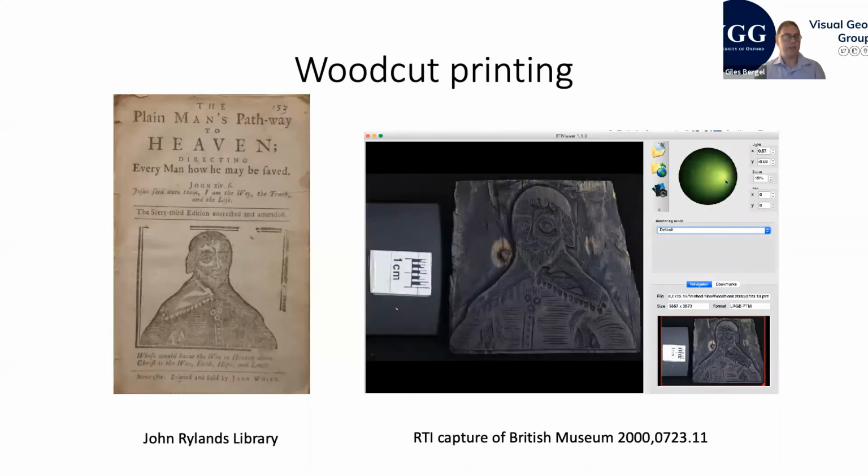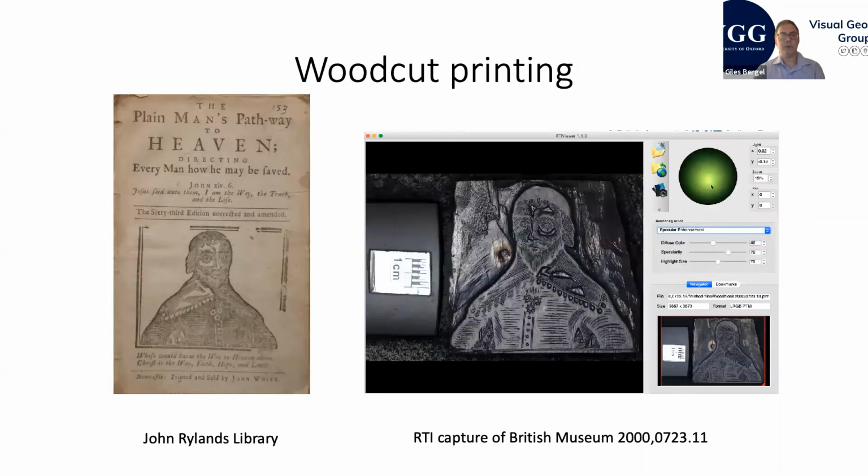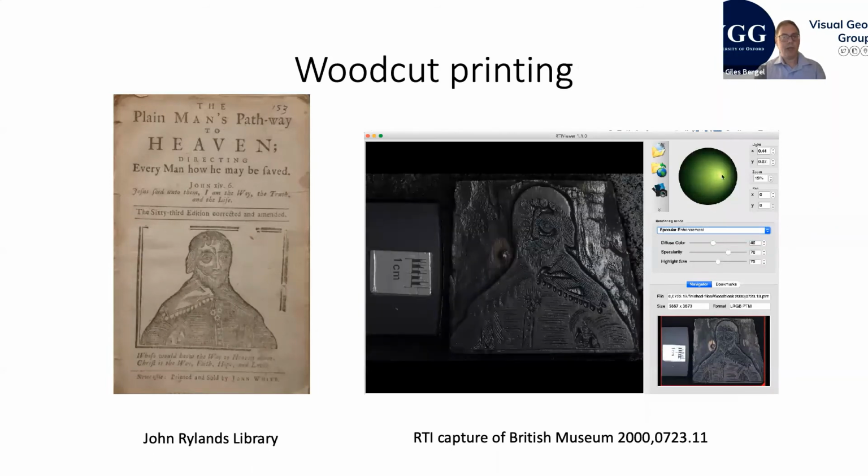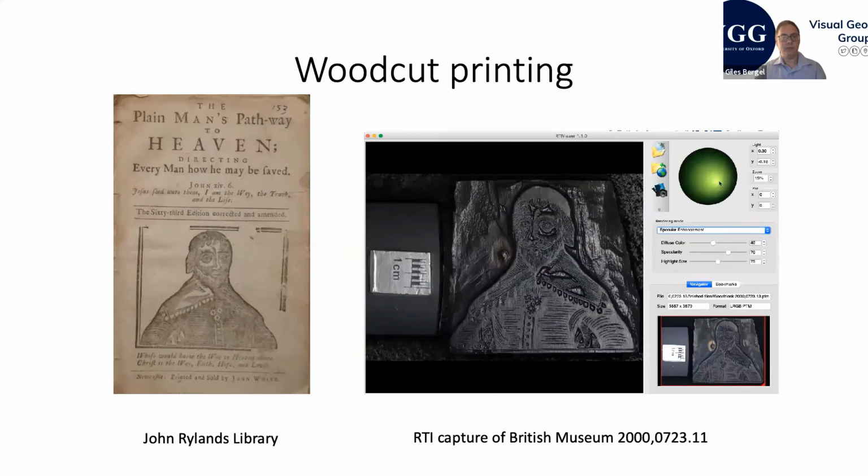On the left here, you can see a Newcastle printed religious chapbook of the mid-18th century, together with a rare original woodblock now in the British Museum, which is imaged, in this little movie here, with a technology called RTI, reflectance transformation imaging. It's a wonderful technique which produces a high resolution virtual panorama of an object.